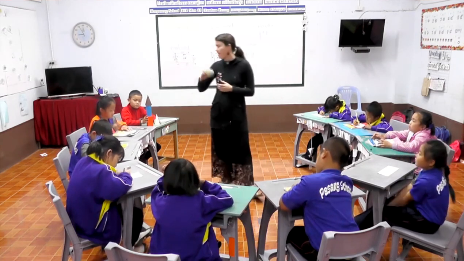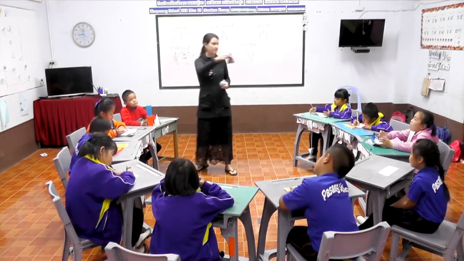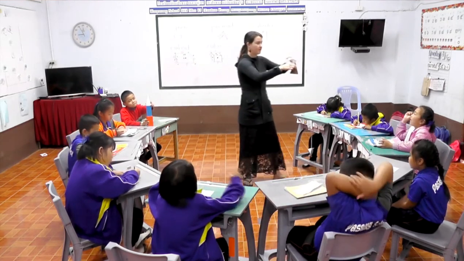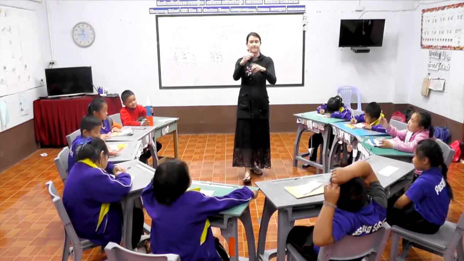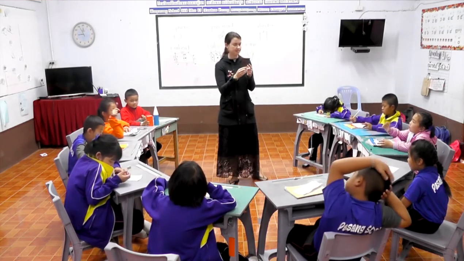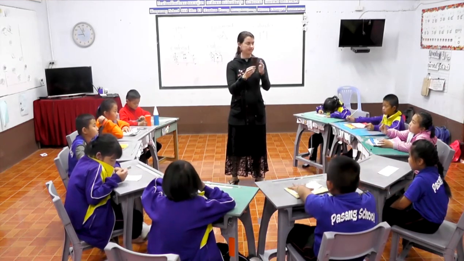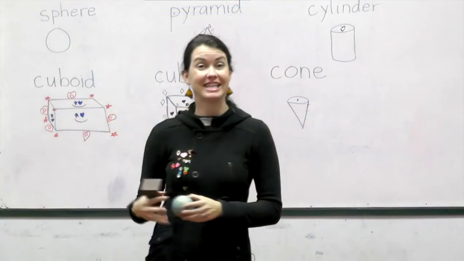0. How many corners on our pyramid? 5. These are our corners. 5 corners. How many sides do we have? How many faces? These are our faces. 5. We've got 5 again. Very nice. Great job, friends.